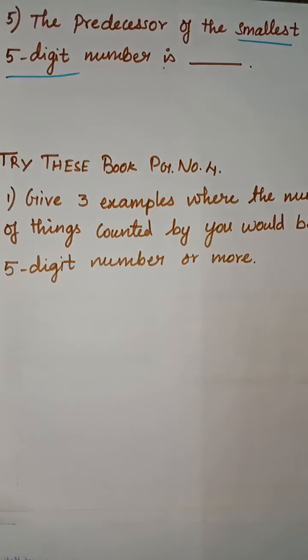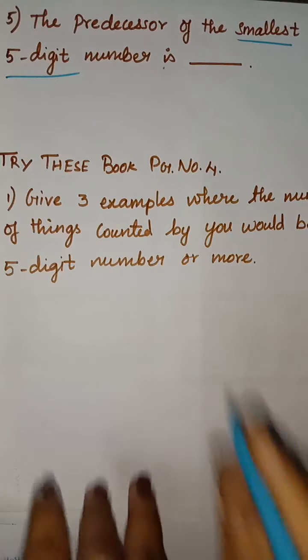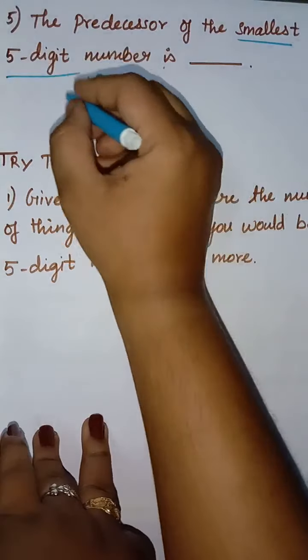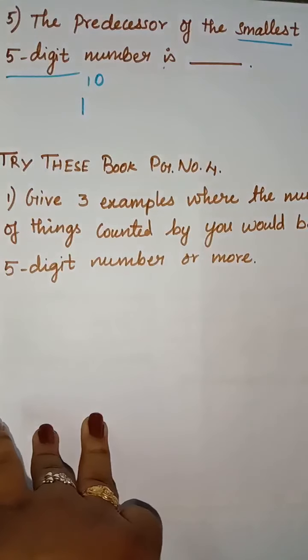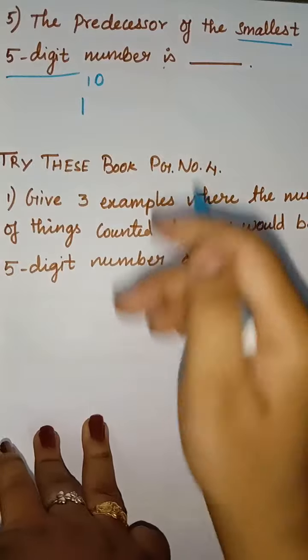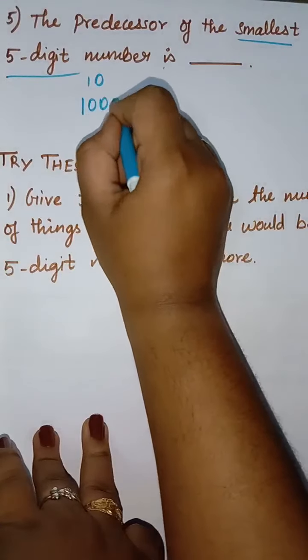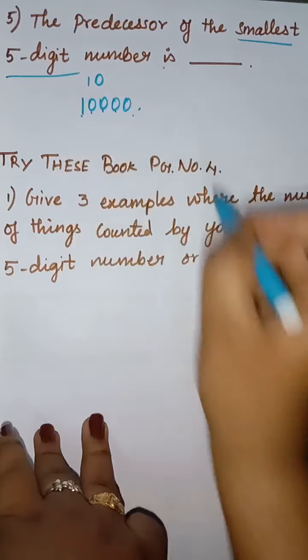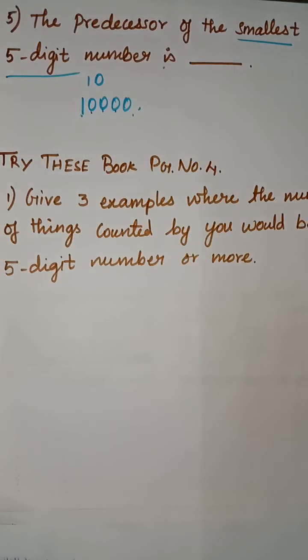Sorry, smallest 2-digit number is what? 10. Yes, so now smallest 5-digit number means what? So 1. How many zeros do we have to write? 4 zeros. Yes, 4 zeros. So now count it and see: 1, 2, 3, 4, 5. How many digits are there? 5 digits will appear here. Clear? Okay. Now it is 10,000.